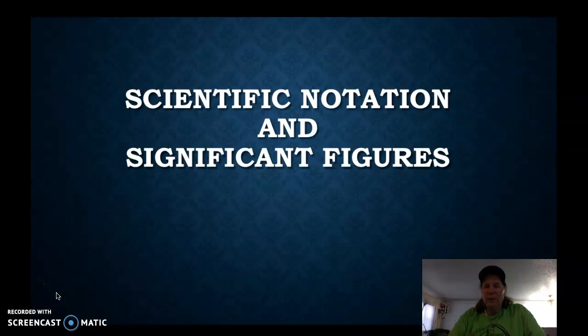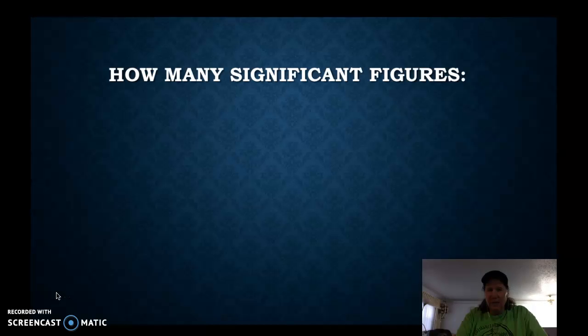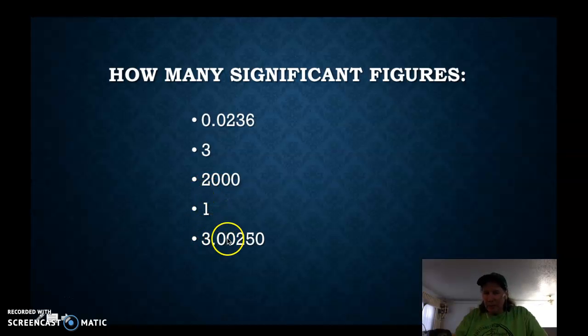Okay, this is just a real short couple slides to show you how to do calculations with scientific notation and significant figures. Remember when we're looking at the number, like this one only has 3, these zeros aren't significant, they're just placeholders. This one, because there's no decimal, only has 1. This one, the zeros are in between, we count them all, 1, 2, 3, 4, 5, 6.